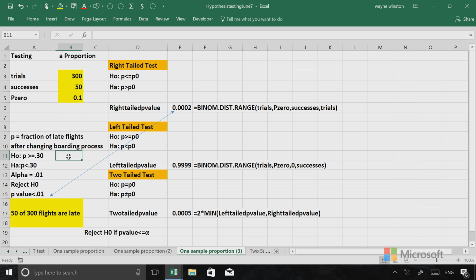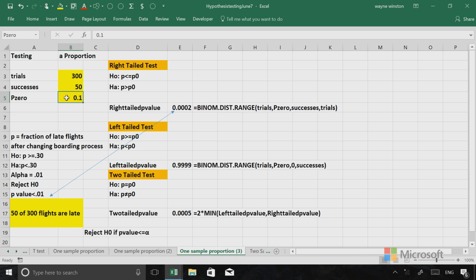Let's assume the status quo was we had 30% late flights. The alternative hypothesis would be after changing the boarding process, the chance of a late flight is less than 30%. And let's let alpha be 0.01. And what data do we have? Suppose we tried this new boarding process on 300 flights and 50 were late. Now that's 17%. That's a lot less than 30%. Is that enough to prove that we have a significantly better boarding process? Well, the hypothesis test will tell us.